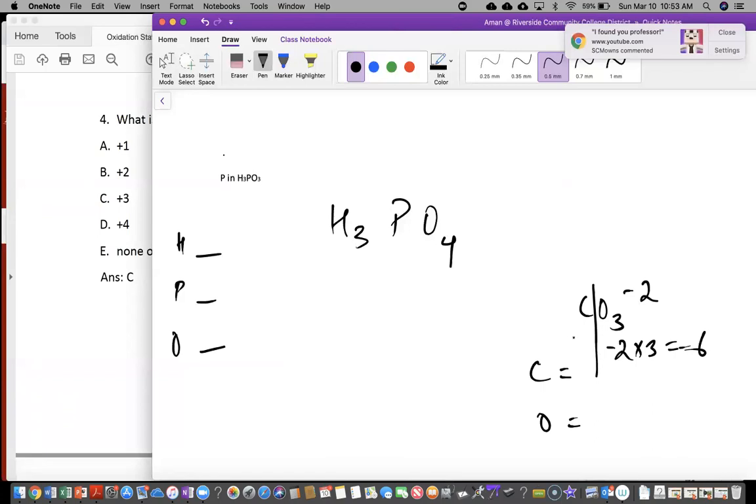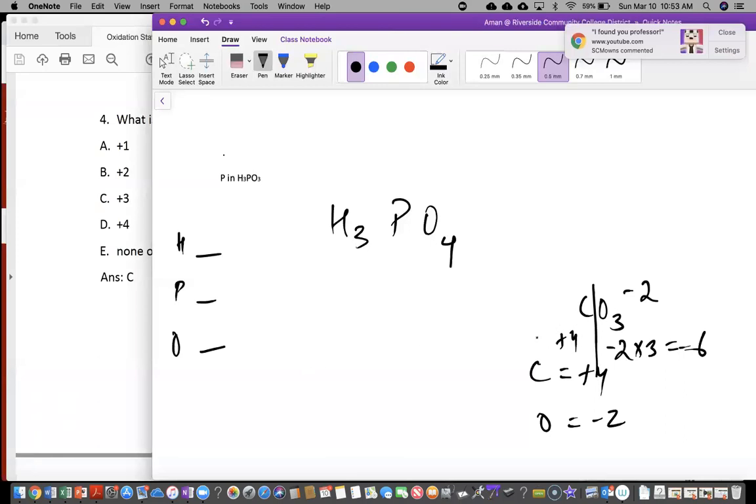If I make this +8, +8 minus 6 is actually +2, not -2. Oh, yeah. So it's going to be +4. So carbon is +4, oxygen -2. Now, if you can't do this in your head, do it this way.